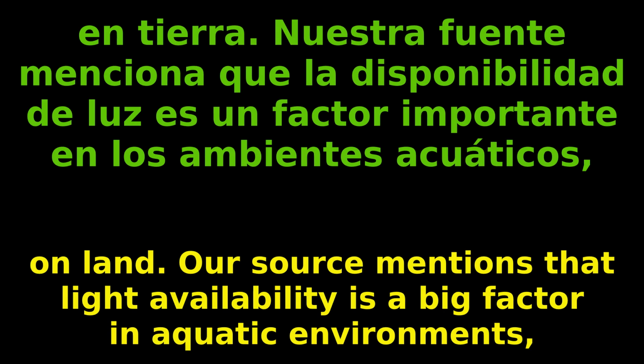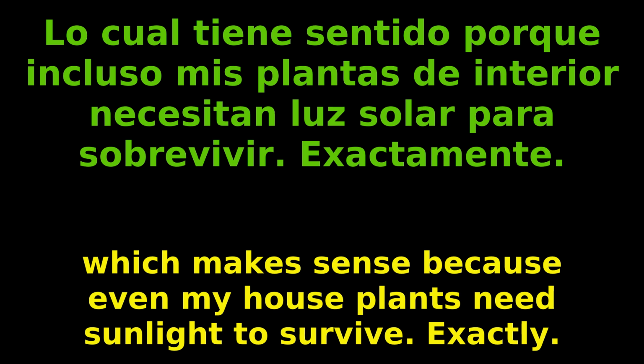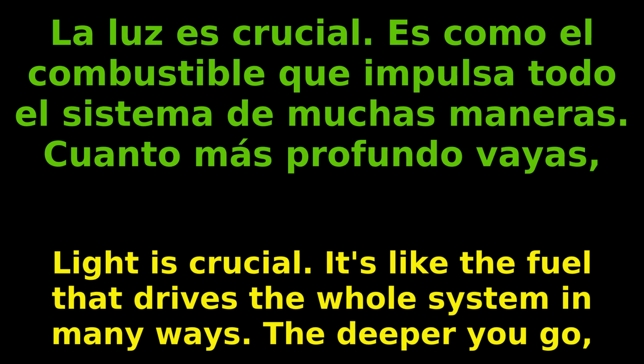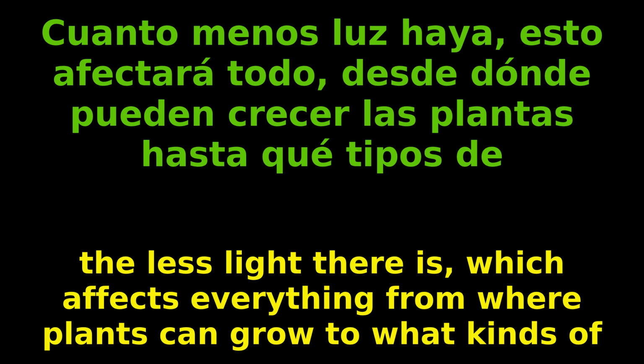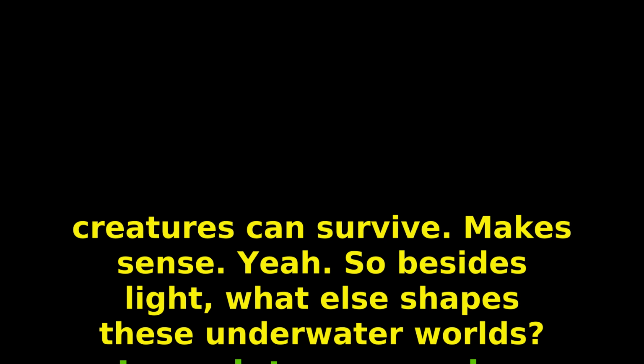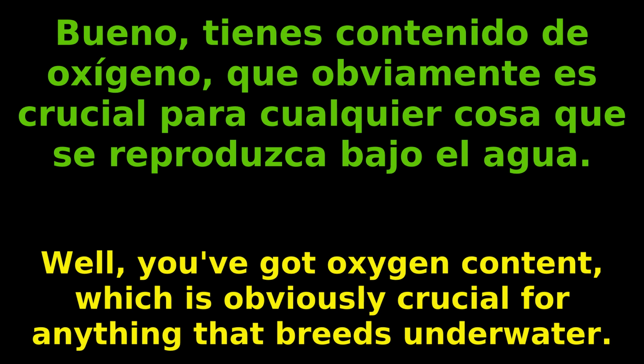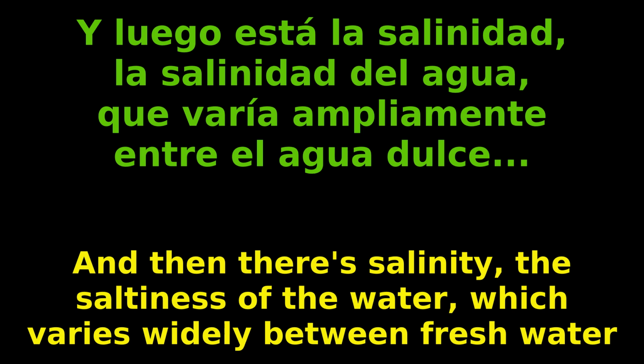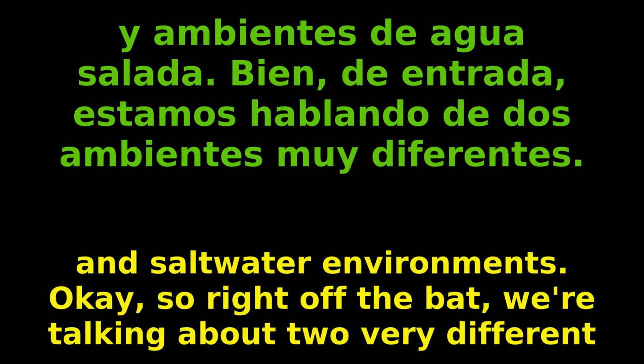Our source mentions that light availability is a big factor in aquatic environments, which makes sense because even my houseplants need sunlight to survive. Exactly. Light is crucial. It's like the fuel that drives the whole system in many ways. The deeper you go, the less light there is, which affects everything from where plants can grow to what kinds of creatures can survive. Makes sense. So besides light, what else shapes these underwater worlds? Well, you've got oxygen content, which is obviously crucial for anything that breathes underwater. And then there's salinity, the saltiness of the water, which varies widely between freshwater and saltwater environments.